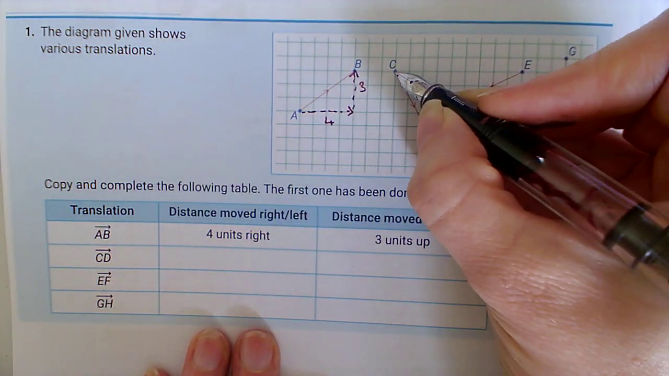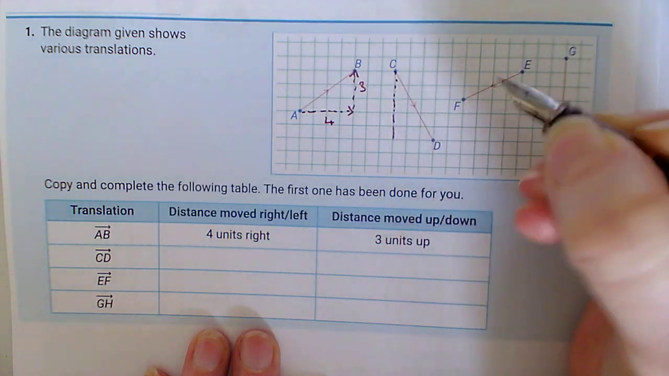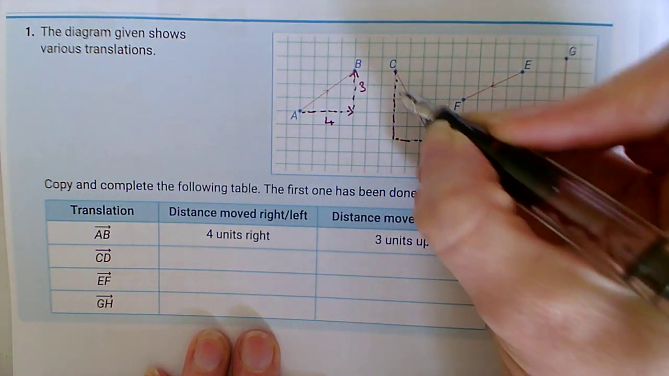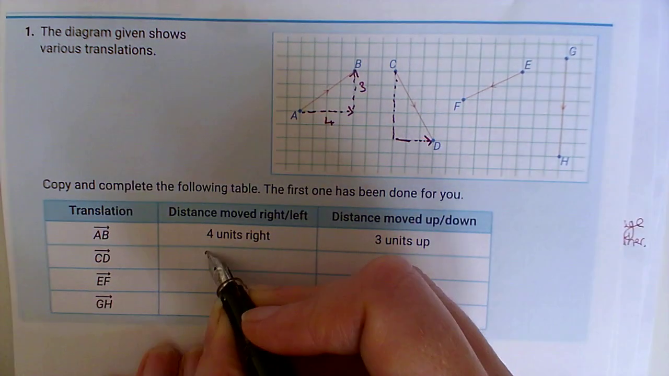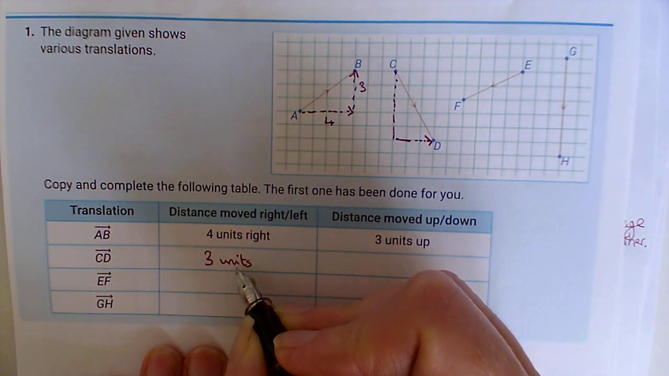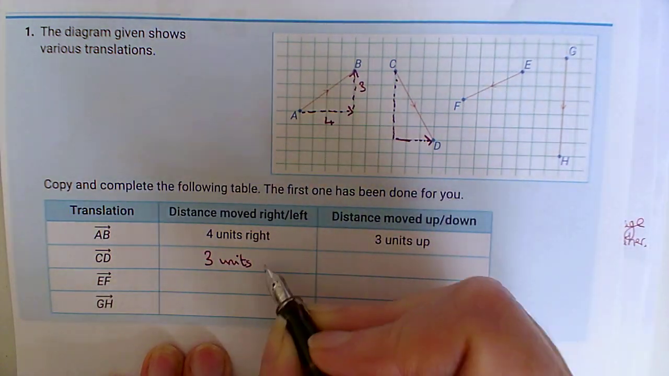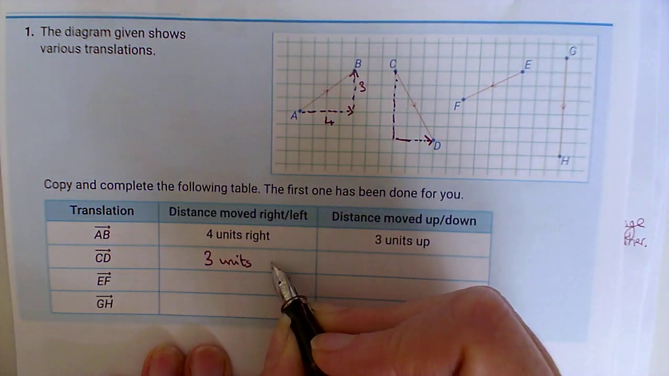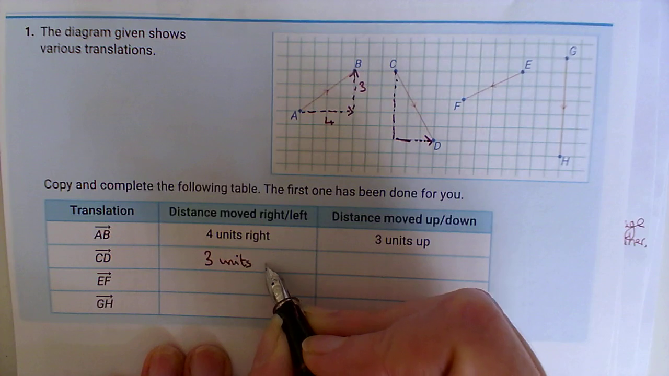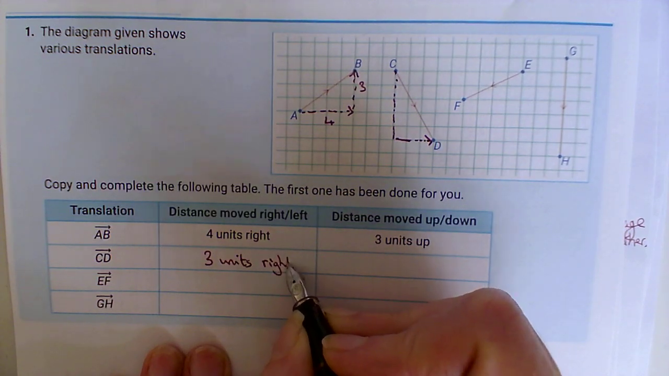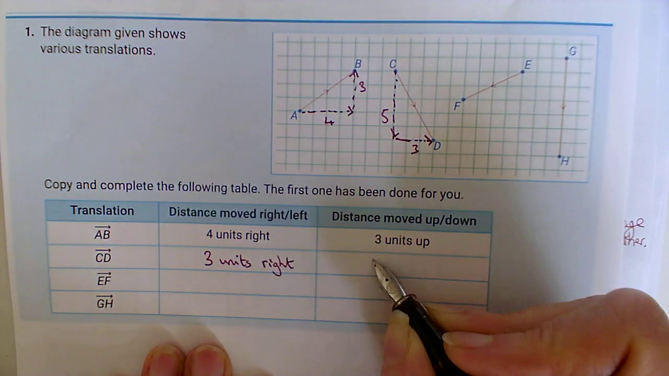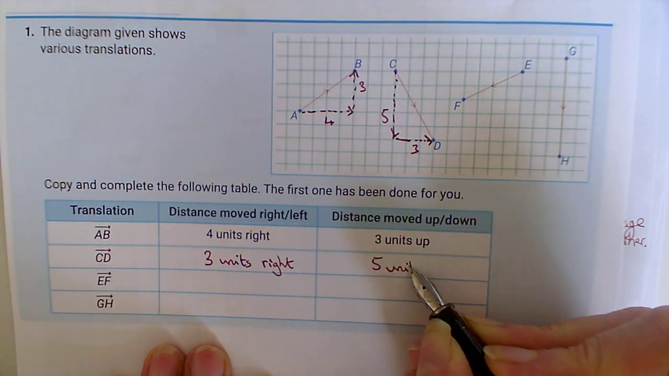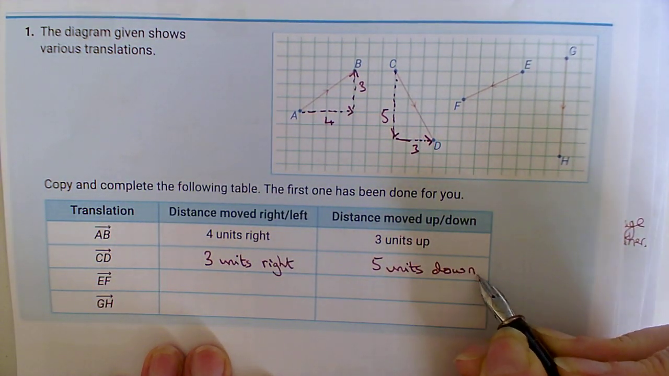From C to D then, we can see that we went 3 units right. It doesn't matter if you go up and down first or left and right first, but the way this is set up, we need to say which way we went back and forth. So 3 units right, and 1, 2, 3, 4, 5 units down. Not up, this one's going down.